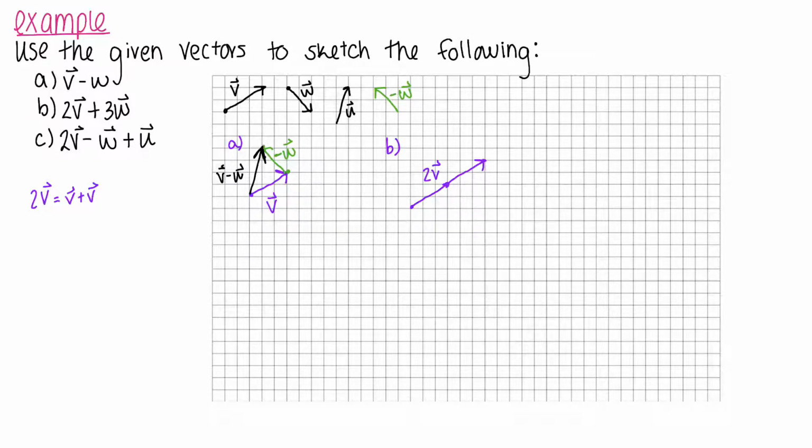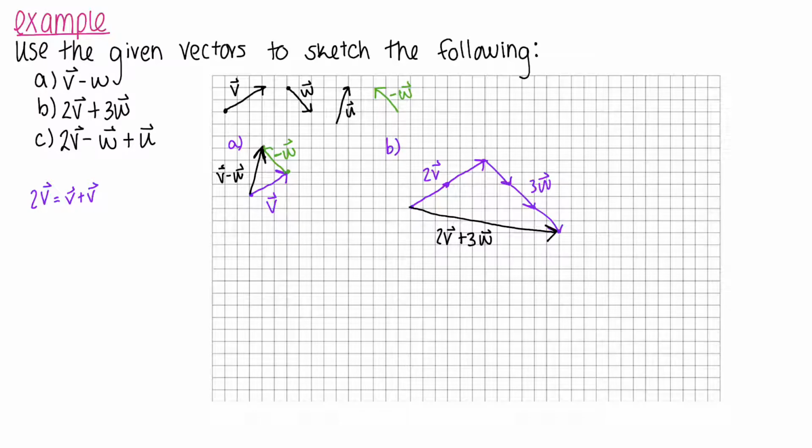The next thing we have is 3w. So this is w right here. I'm doing 3 versions of it. So this would be 1. This would be 2. And this would be 3. So this whole thing here would be 3w. The vector 2v plus 3w would be going from the tail to the tip. That whole vector, that black vector I've written in there, is 2v plus 3w.